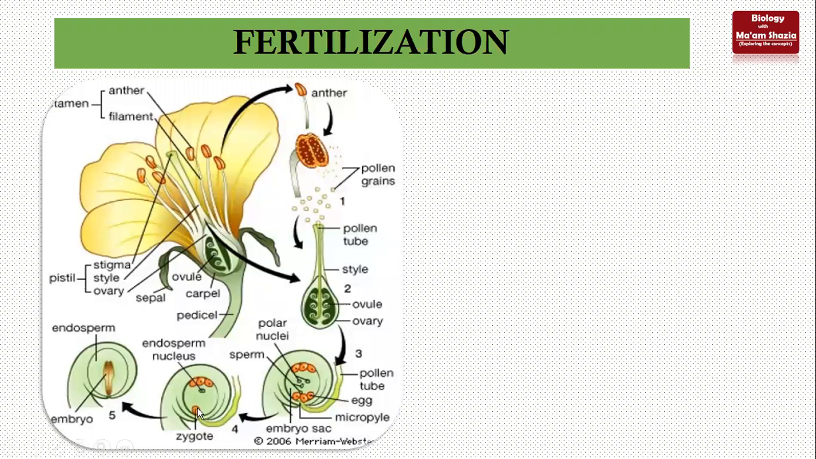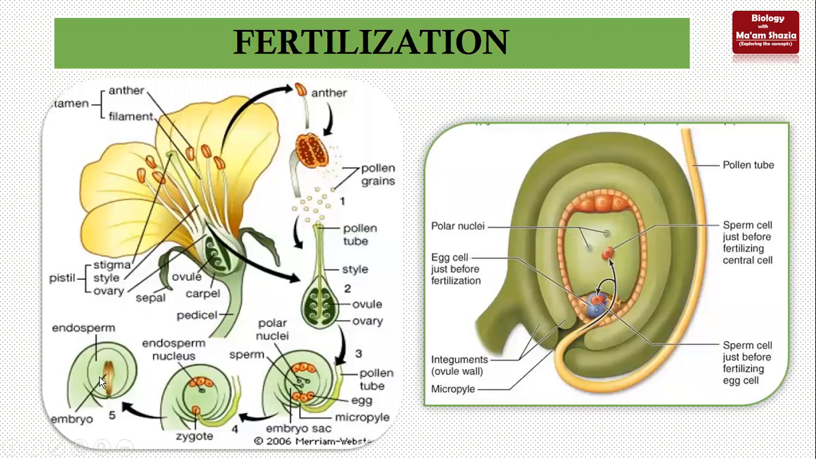And finally, this zygote will develop into the embryo. So I will discuss later about this thing. Now look at this diagram. This is the pollen tube. Pollen tube has two sperm nuclei. One sperm nucleus will drop into the egg, and the other will drop inside the embryo sac. These two are the polar nuclei. These three will fuse to form the endosperm nucleus, and these two nuclei will fuse to form the zygote.